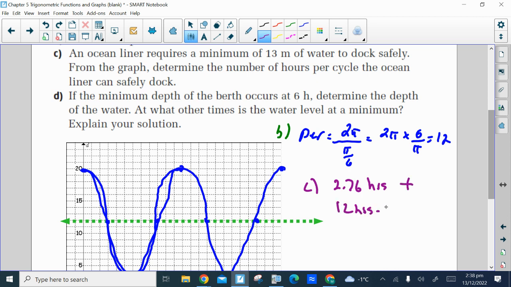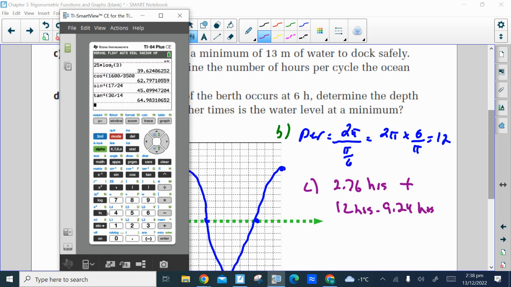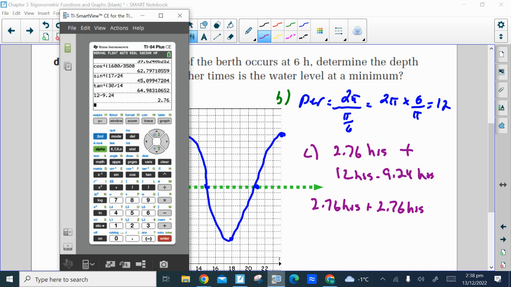or we can go 12 hours, take away 9.24 hours, which actually is also 2.76, I think. So 12 minus 9.24 is also 2.76. No coincidence, because the graph is symmetrical. But it doesn't mean it's always going to work out that way. It all depends on what the line is that you're comparing it to. So that is 5.52 hours.